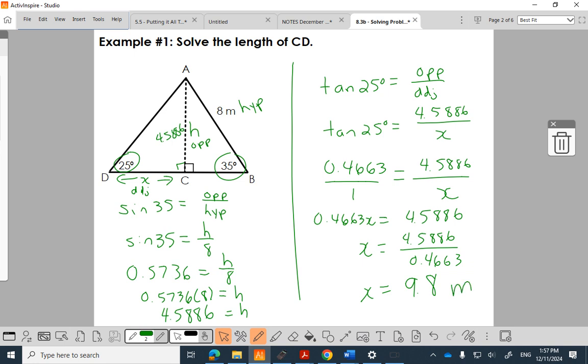Did you get 9.8 while I was talking about all that? Did you type it in? Did you get 9.8? Or are you just messing? I did get 9.8. Oh, yeah, I did get it.